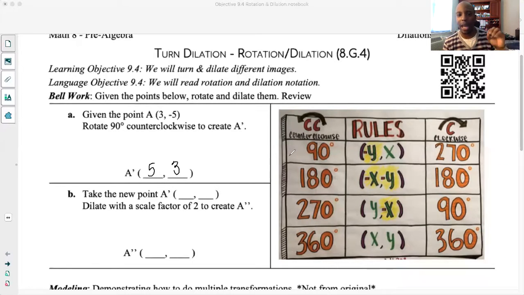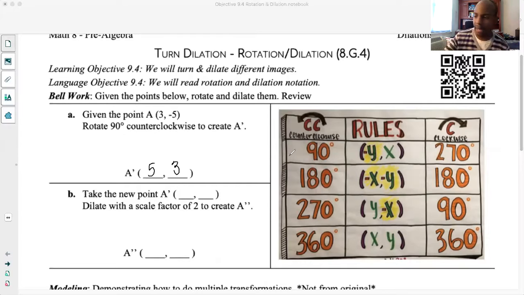But I want you to know that in the future, if they actually do more than one transformation, they may ask you to tell me that A prime is both a rotation and a dilation all in one shot. Now I'm just breaking it down saying, let's make A prime the rotation. Let's make A double prime the dilation.